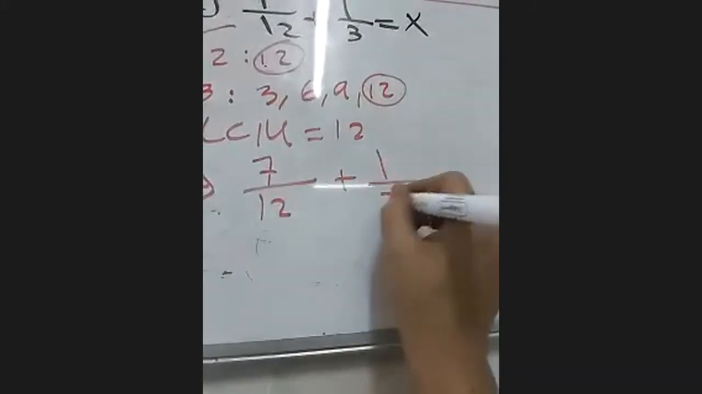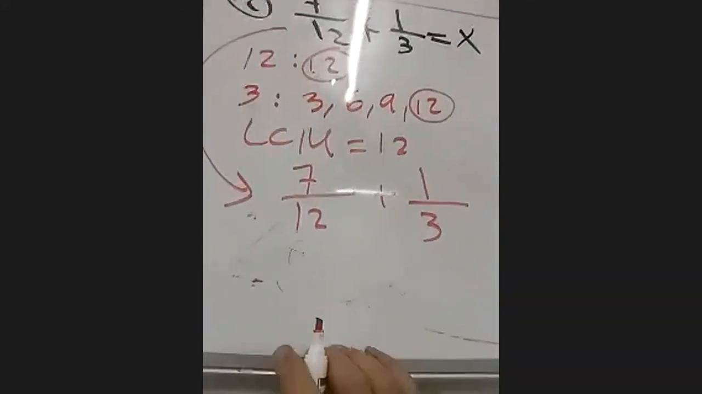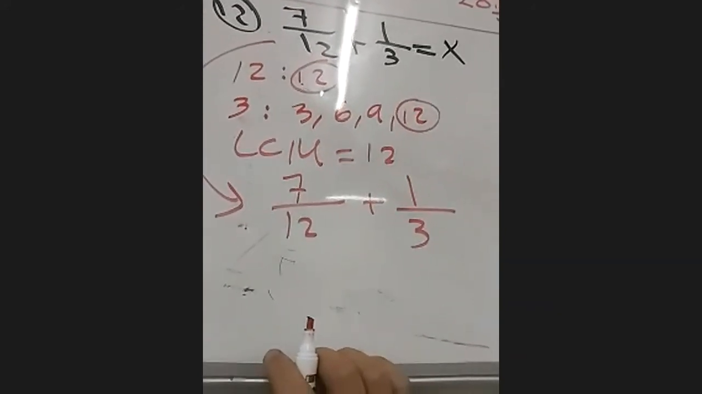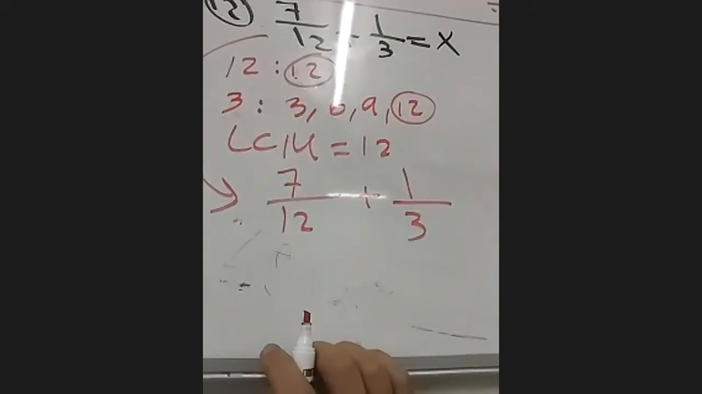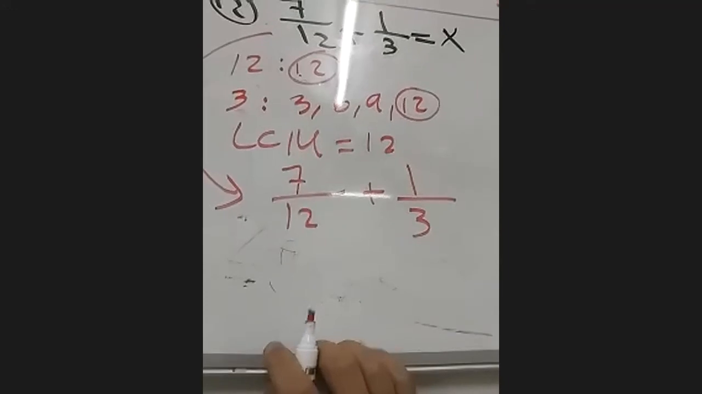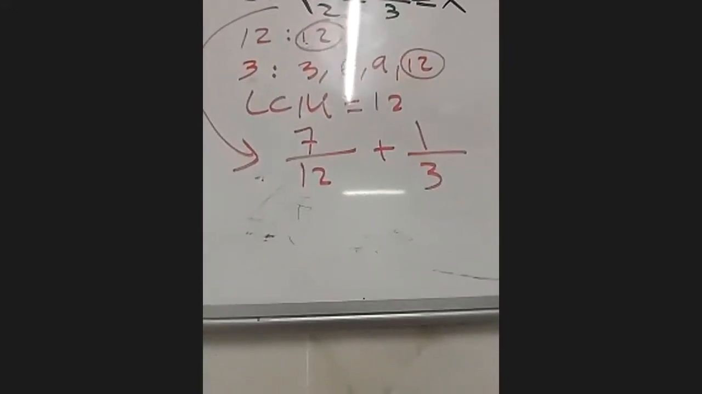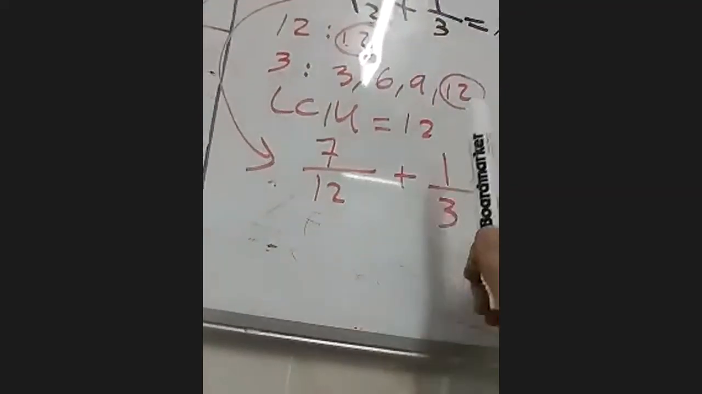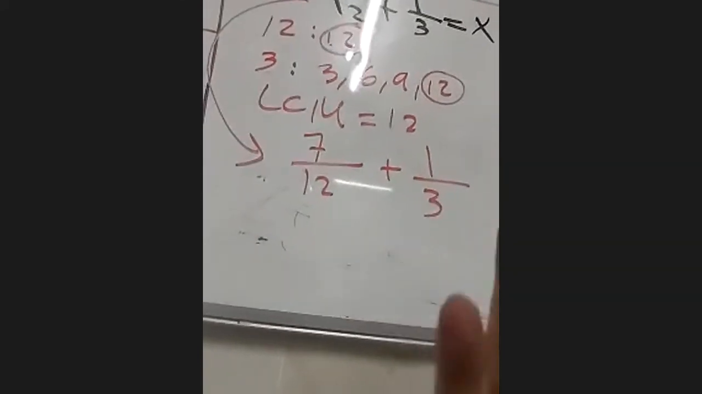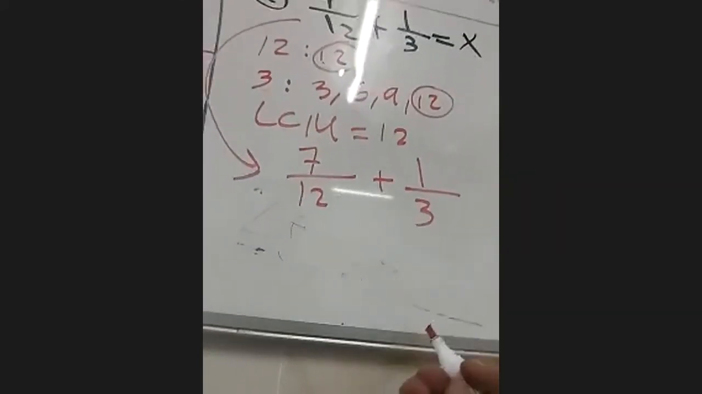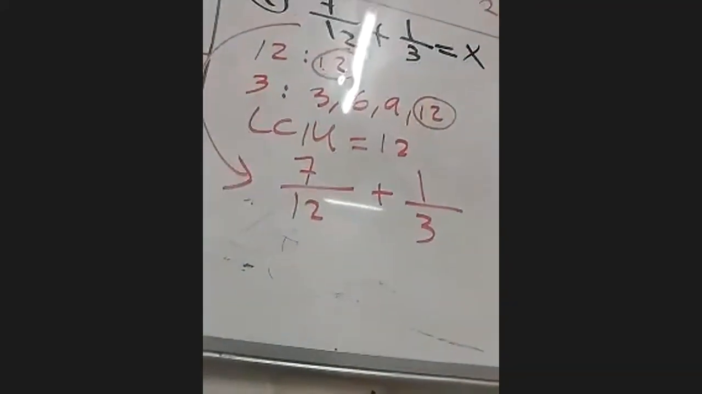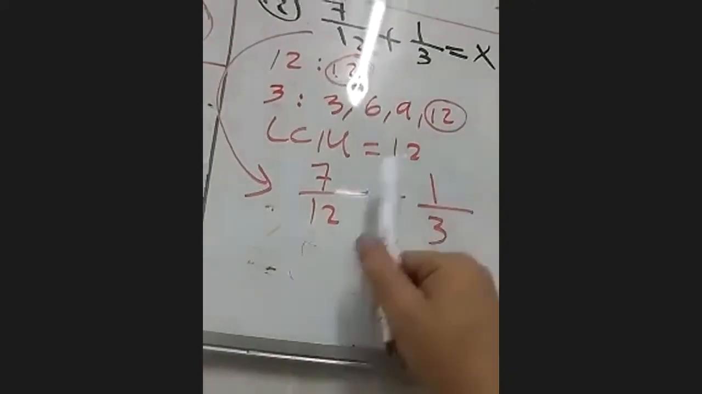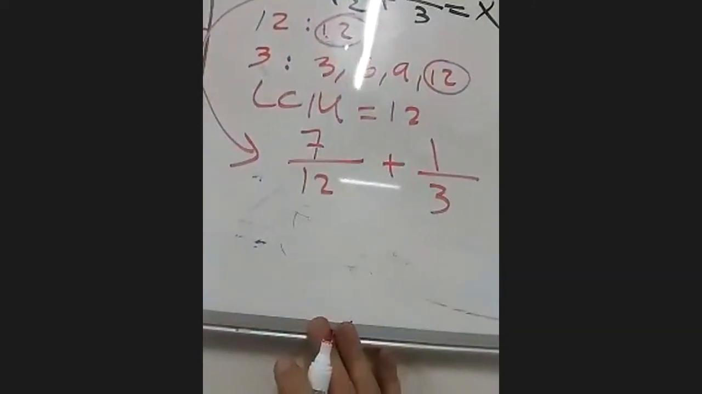7 over 12 plus 1 over 3. We multiply here, we don't divide. What's the least common multiple? 12. What do we have down? 12. Do we need to multiply or leave it? No, we leave it. Good.